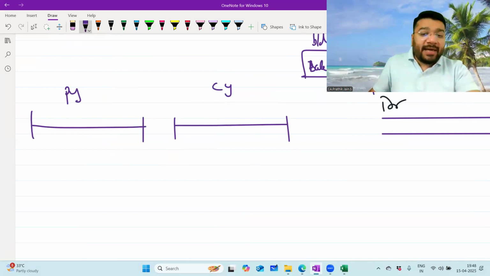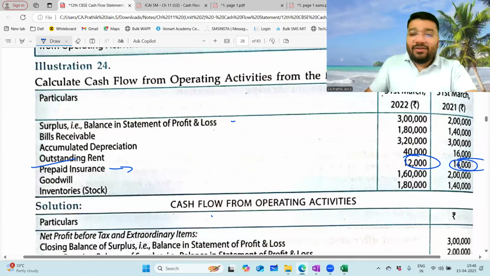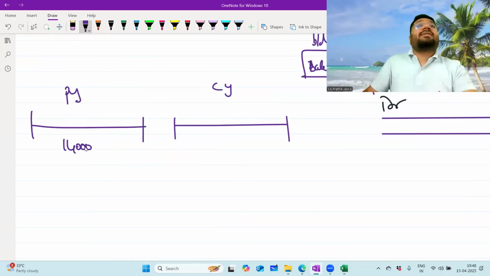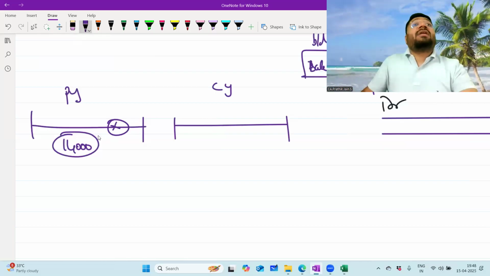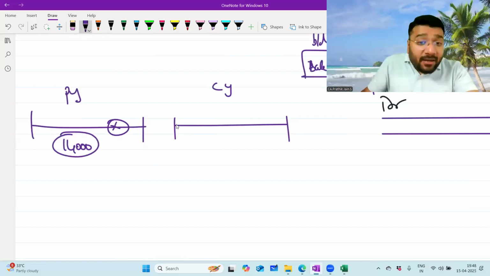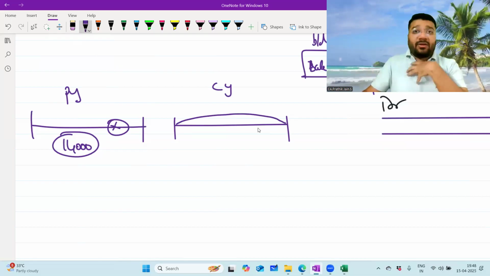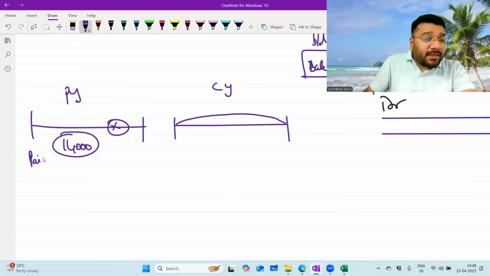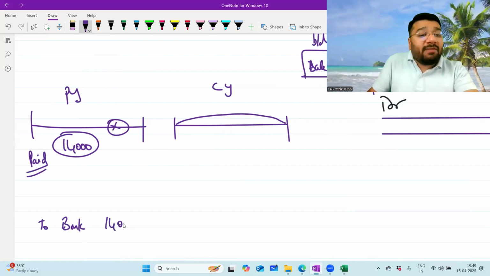Previous year, guys, previous year, 14,000 rupees prepaid they're telling. What does it mean? Sir, 14,000 rupees is paid here for the service that I'm going to take from the insurance company in the current year. One more time, listen very carefully. I'm telling 14,000 paid in the last year. In the previous year, when this 14,000 was paid, what is the journal entry? Sir, to bank 14,000 rupees because money went out.